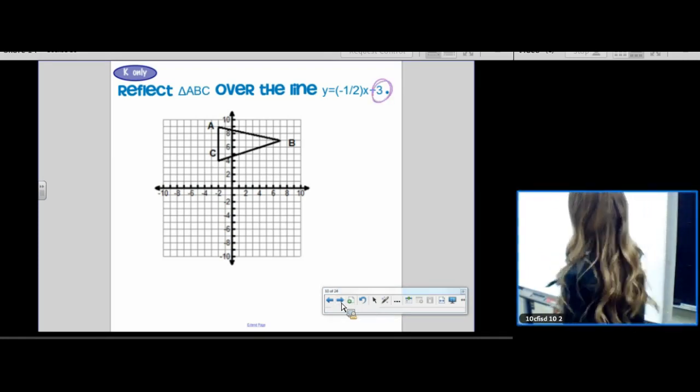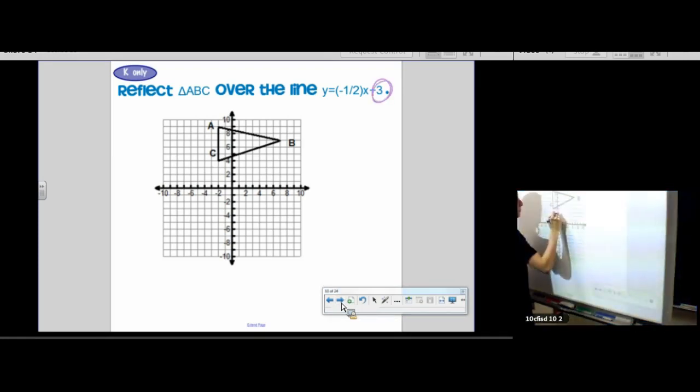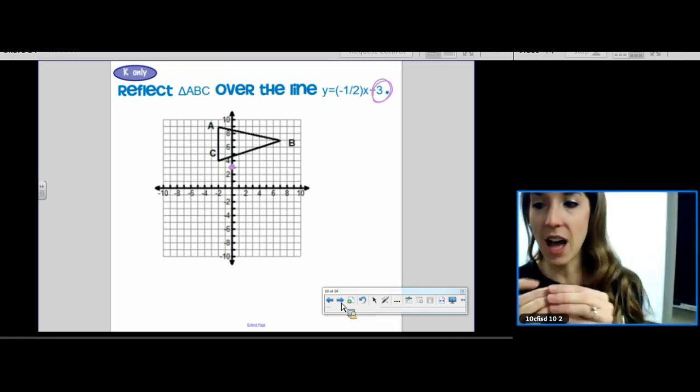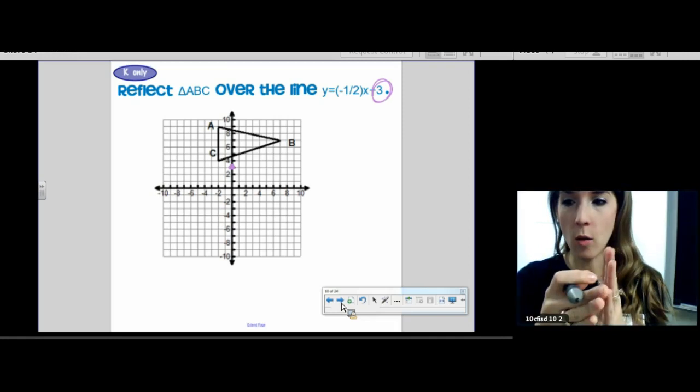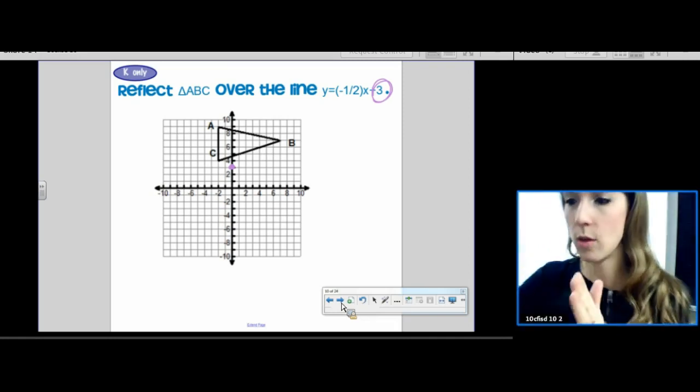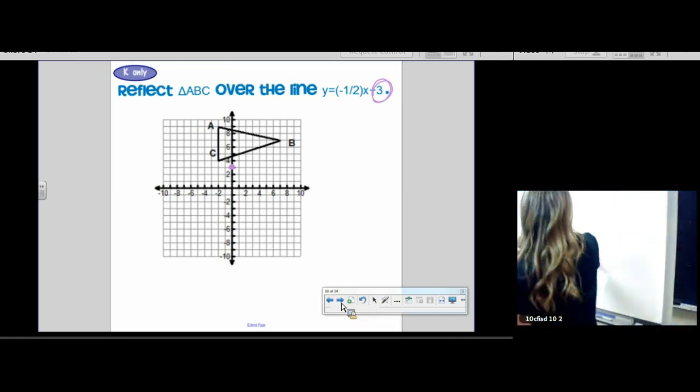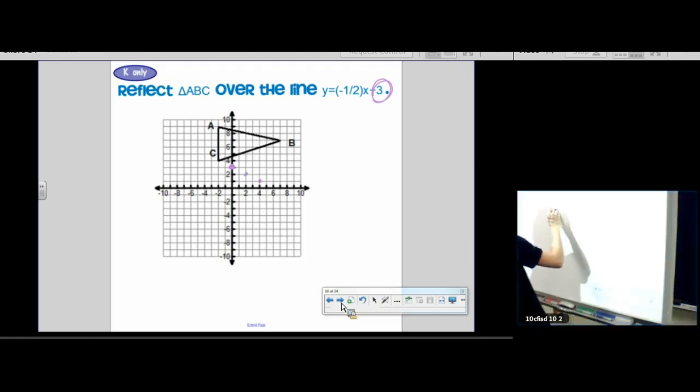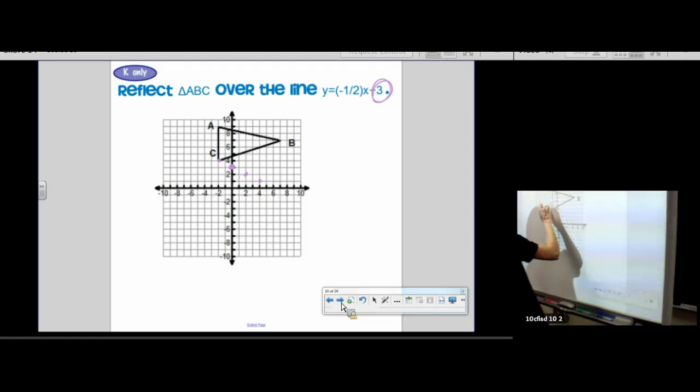Always start with your y-intercept. Go up 3, put a dot, and that's your starting point. From that dot, now we can fall 1 and go to the right 2. Fall 1, right 2. Fall 1, right 2. Or we could rise 1 and left 2. Okay?